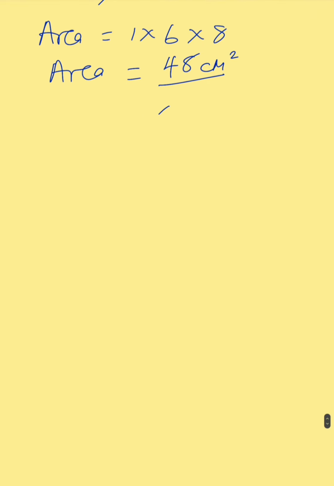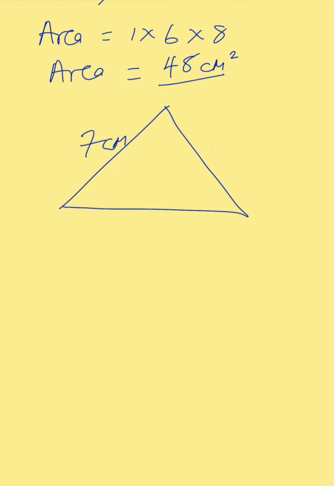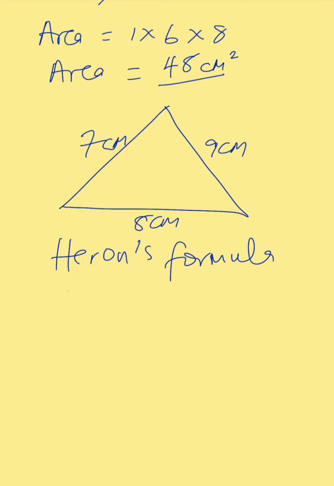What if you have a triangle like this, where here is 7 cm, here is 9 cm, and here is 8 cm? This is not an isosceles triangle. It is always very difficult to get the area of this triangle, because you cannot bisect it into two parts, since none of the sides are equal to each other. Expect my next video where I shall talk about the area of this particular triangle using a formula we call Heron's formula. It will go a long way to solve the area of this particular triangle.